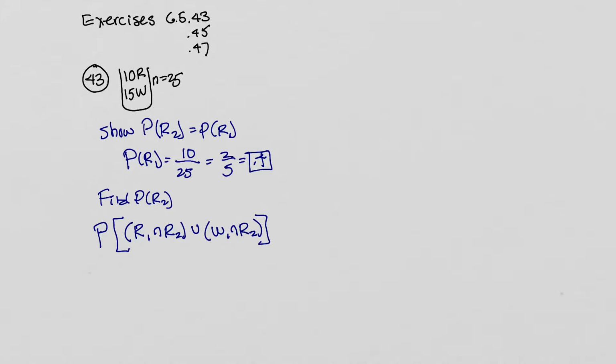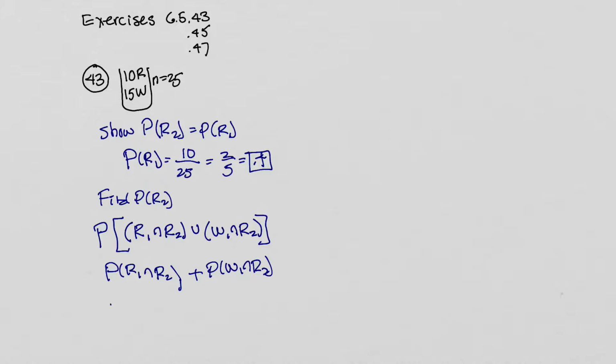Now, these two events are mutually exclusive because if I get a red on both draws at the same time, I can't be getting a white and a red. So because they're mutually exclusive, I can just add these probabilities. This is going to be the probability of getting a red on the first and a red on the second, added to the probability of getting a white on the first and a red on the second.